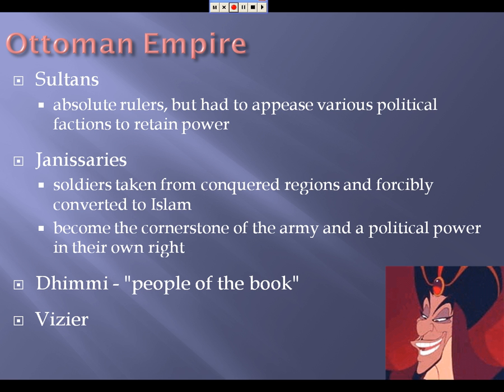The Janissaries are the military might of the Ottoman Empire. The Janissaries are kind of like the Ottoman special forces. Navy SEALs, Army Rangers, whatever.